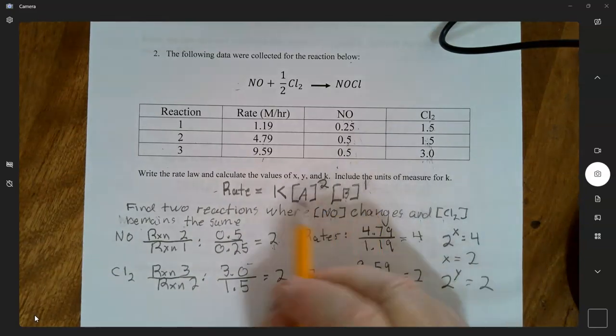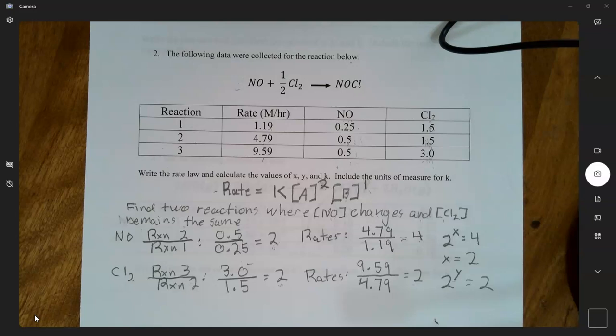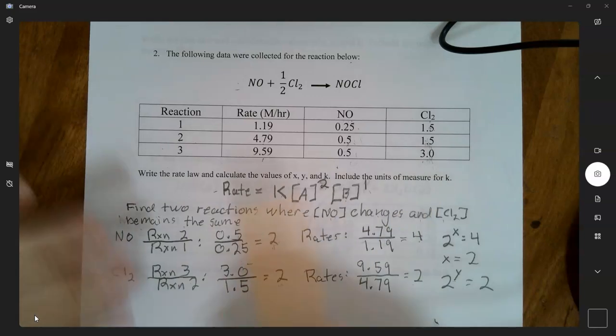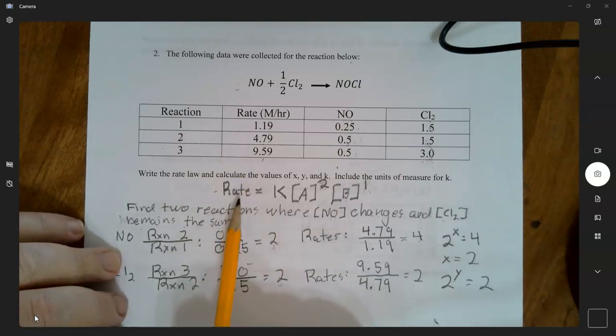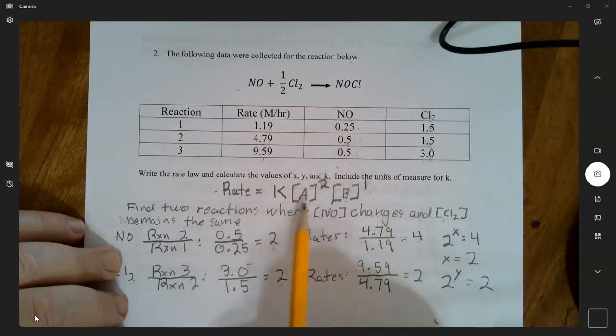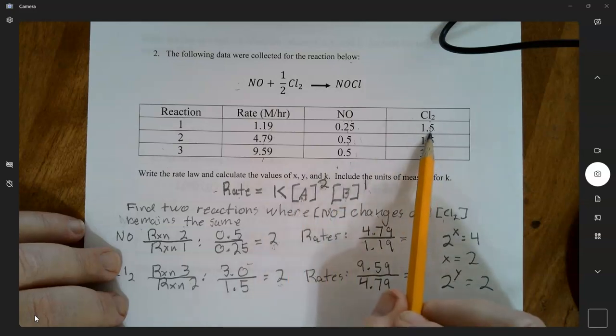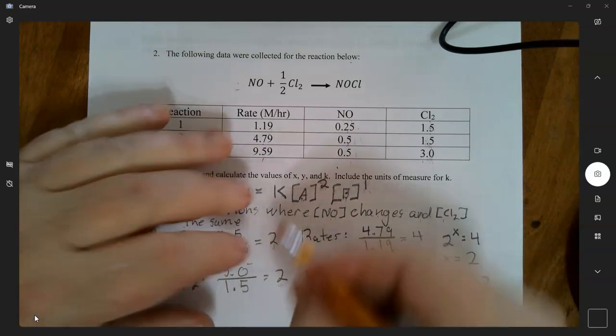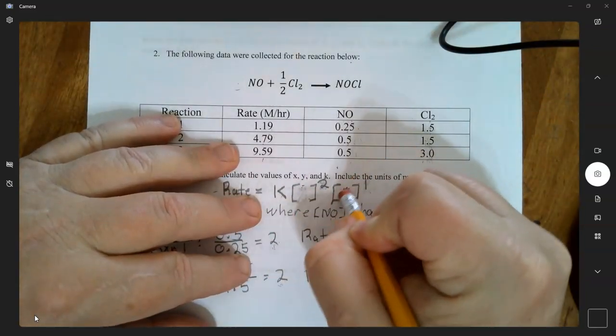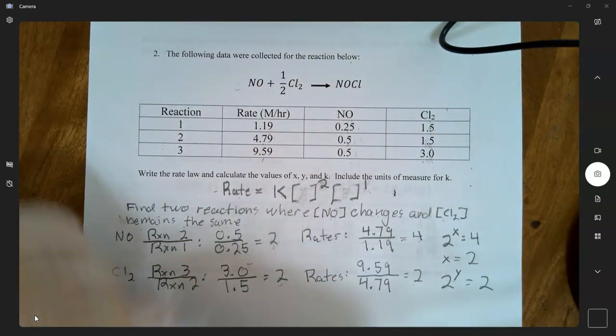So now we have these two. Now we have to come up with k. All right, so what you do is you simply pick one of the equations. It could be any one. You'll get the same answer for k. We're going to pick number 1. So what we're going to do is plug the rate in, 1.19 for the rate. We're going to plug 0.25 in for the concentration of NO, that's this first one. And plug 1.5 in for the concentration of Cl2, that's this second one. In fact, I really should have written it specific to this reaction. So let me just change that now.